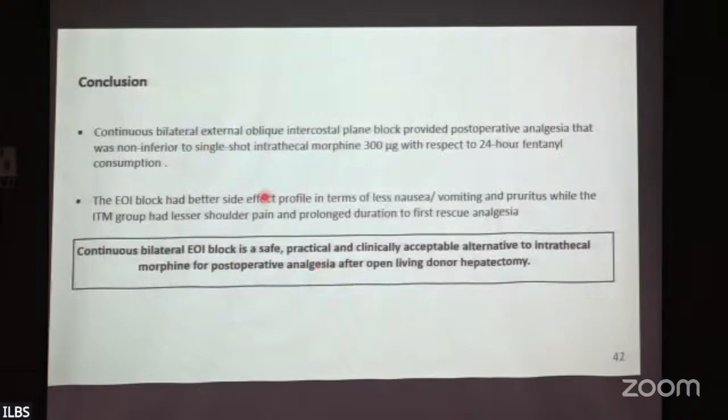Conclusion: continuous bilateral external oblique intercostal plane block provided post-operative analgesia that was non-inferior to single-shot intrathecal morphine with respect to 24-hour fentanyl consumption. The EOI block had a better side effect profile in terms of less nausea, vomiting, and pruritus, while the ITM group had lesser shoulder pain and prolonged duration to first rescue analgesia. So we can conclude that continuous bilateral EOI block is a safe, practical, and clinically acceptable alternative to intrathecal morphine for post-operative analgesia after open living donor appendectomy.